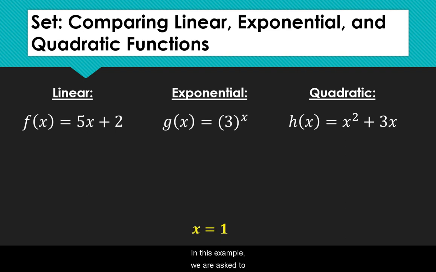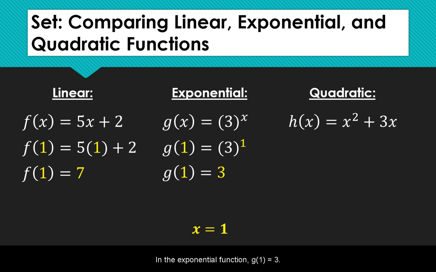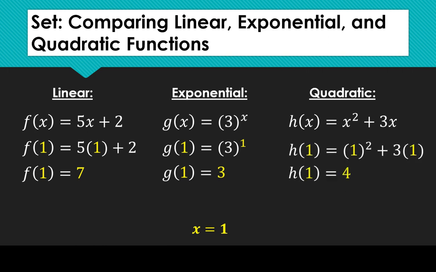In this example, we are asked to replace the x variables with the value of 1 to determine which equation has the greatest value. You can see when we replace the x with the value of 1 in the linear function, f of 1 would equal 7. In the exponential function, g of 1 would equal 3. And in the quadratic function, h of 1 would equal 4. We can see that with a low x value, the linear function actually has the greatest value.